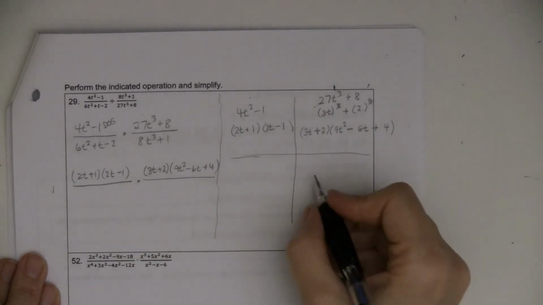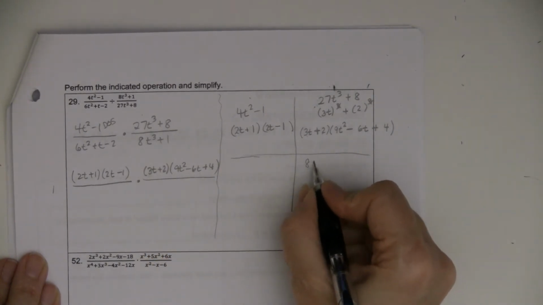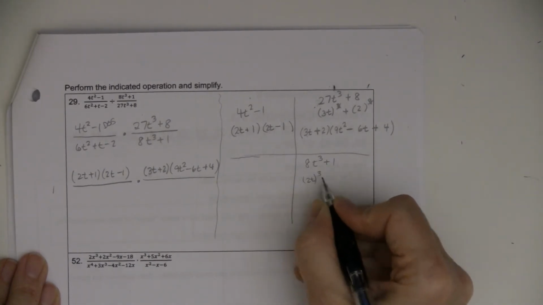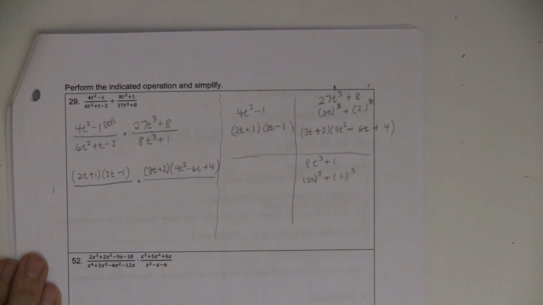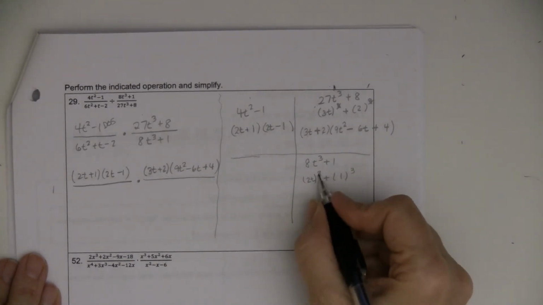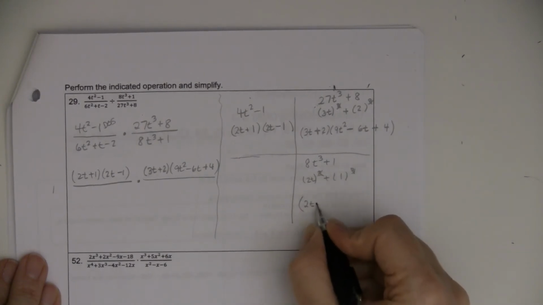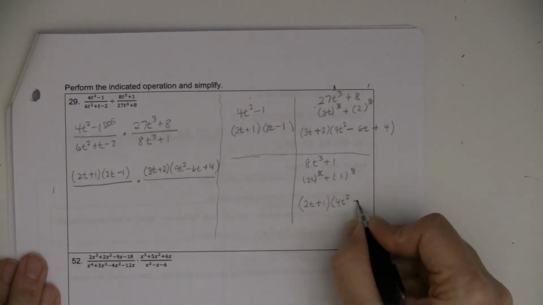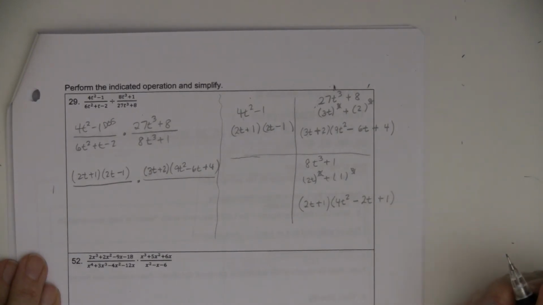And then down here, this one right here is also a cube, 8t to the third plus 1. And so this is 2t plus 1 to the third, right? And so when you sing your song, whatever you do, to get it factored, this would be 2t plus 1, 4t squared minus 2t plus 1.